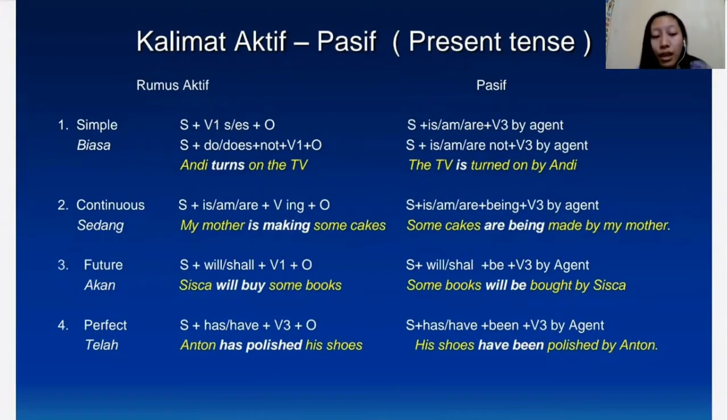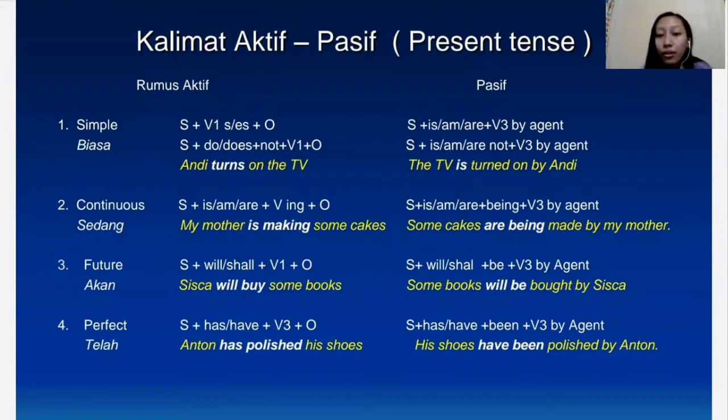how do we change the sentence from simple present, continuous, future, or perfect to passive voice? As you can see inside, we can use the formula. If the sentence is simple present, we can use subject plus to be plus verb 3 plus by agent. Example, Andy turns on the TV. It will be the TV is turned on by Andy.